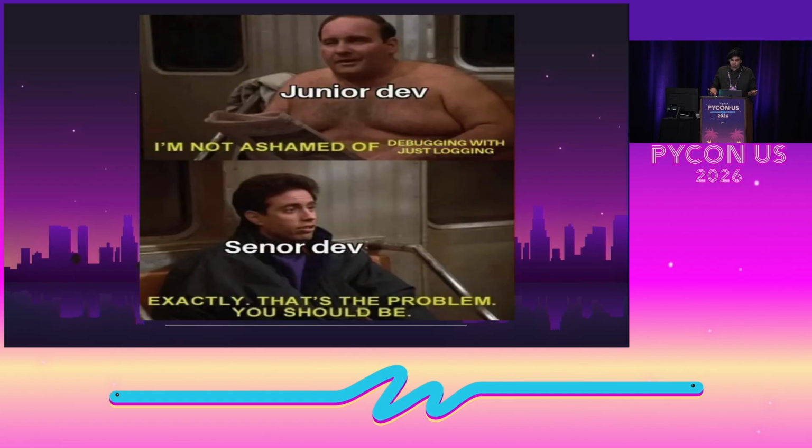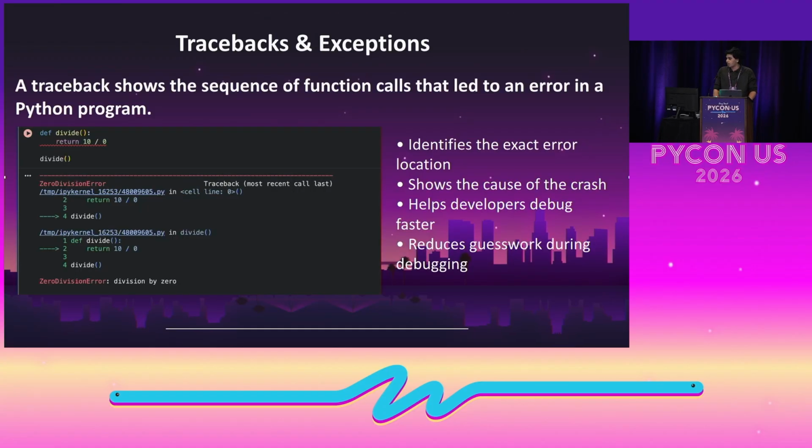Now, logs can tell us something failed, but we still need to identify exactly where the crash happened. That's where tracebacks and exceptions come into the picture. A traceback shows the sequence of function calls that led to an error in a Python program. And an exception is a kind of error in Python during execution. Whenever Python catches an exception, it stops executing the code right at that moment.